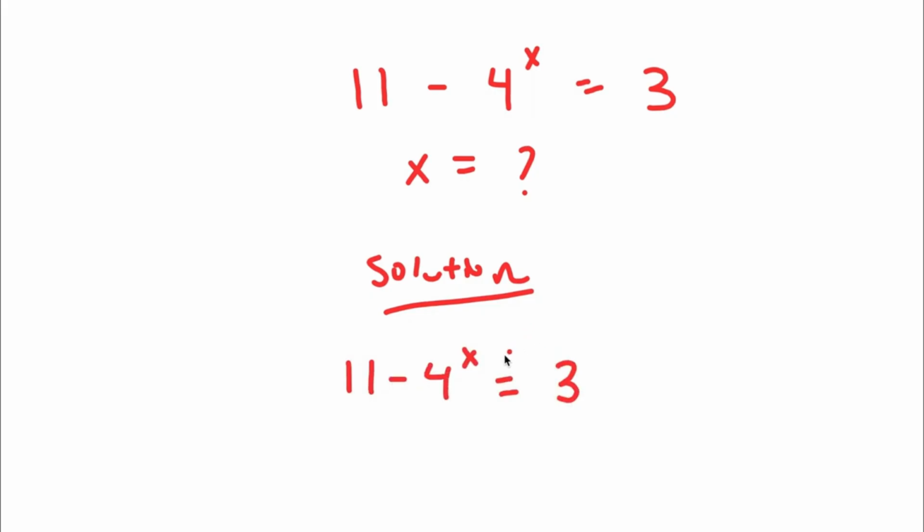And now I'm going to subtract 11 on both sides. So then these two, 11 and negative 11, are going to cancel out. And I'm going to be left with negative 4 to the power of x is equal to 3 minus 11, which is negative 8.